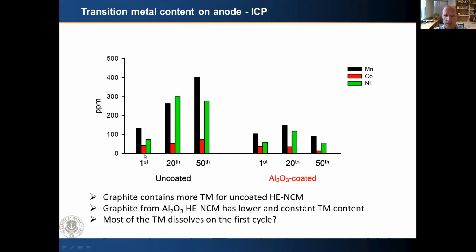Although it's also interesting to note that a large quantity of the transition metal is being generated on the first cycle of these materials, which is somewhat different than with the traditional NMC materials. And this may be related to structural changes that occur during formation cycling of these high energy NCM materials, which is really a very critical and important aspect of these interesting cathodes.